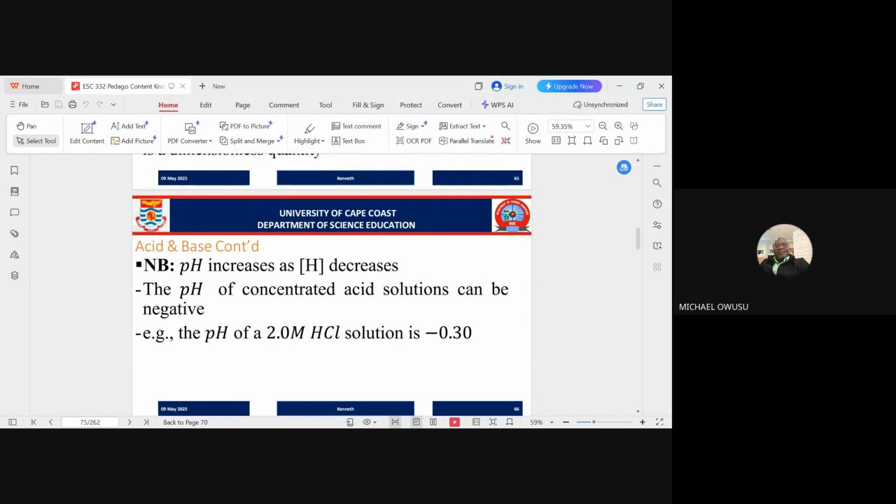What did you get? Doc, I got negative 0.60. Yes, that is it. Is there anybody who had a different thing?